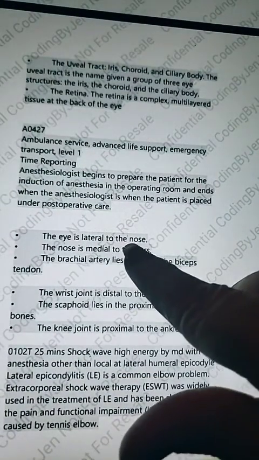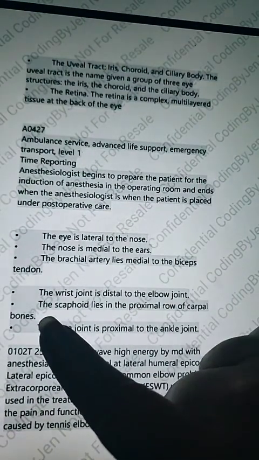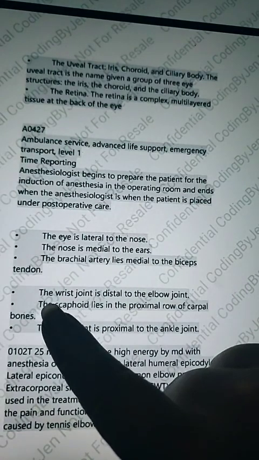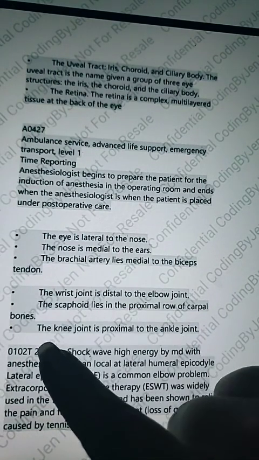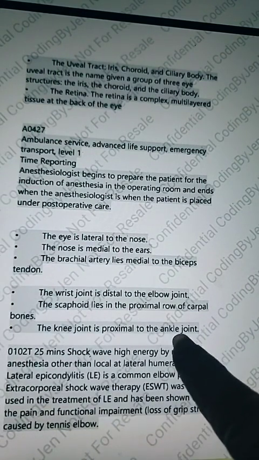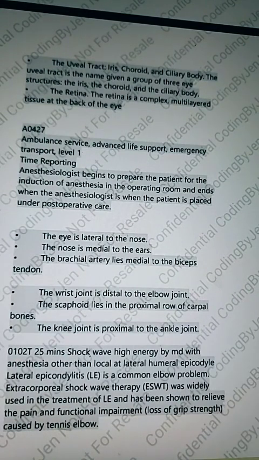Your eye is lateral to your nose. What was on the CPC exam was this one, that the wrist joint is distal to the elbow joint. I can never say that. And that your knee joint is proximal to the ankle joint. Oh my God, what?